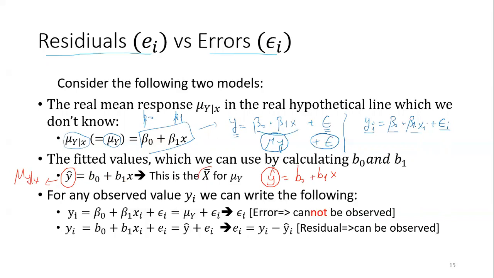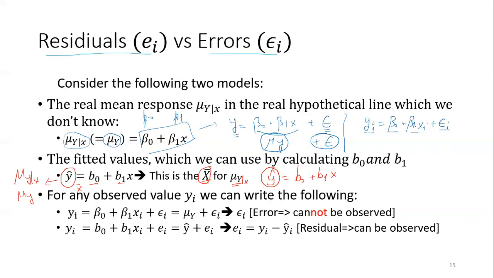Just like X bar is an estimator for mu. So in fact, this is the x bar for mu of y, or mu of y given x. How do I find x bar? Generally, what we do is we just take the average of the samples. Here, we don't take the average, but we just find B0 and B1, and for each x value, I just substitute x and find the corresponding y hat.